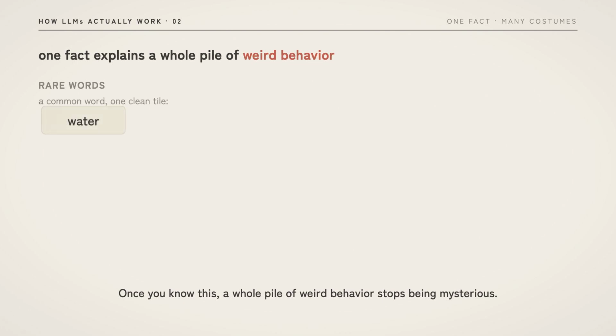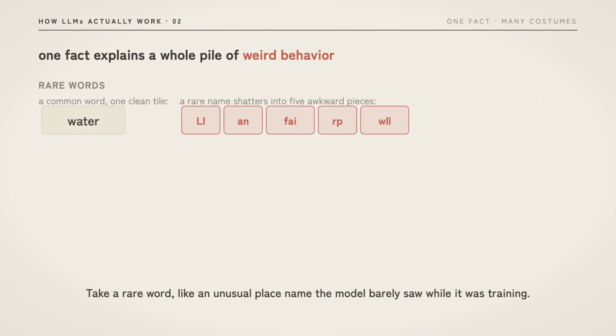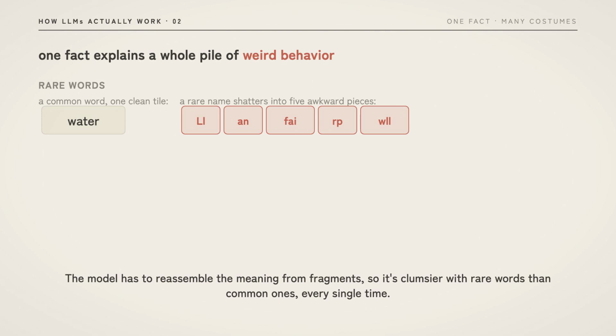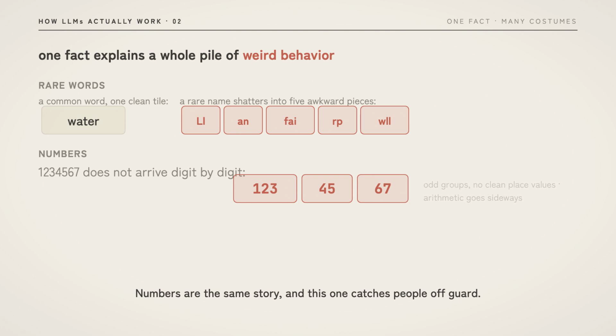Once you know this, a whole pile of weird behavior stops being mysterious. Take a rare word like an unusual place name the model barely saw while it was training. A common word arrives as one clean token, but this one shatters into 4 or 5 awkward pieces. The model has to reassemble the meaning from fragments, so it's clumsier with rare words than common ones, every single time.